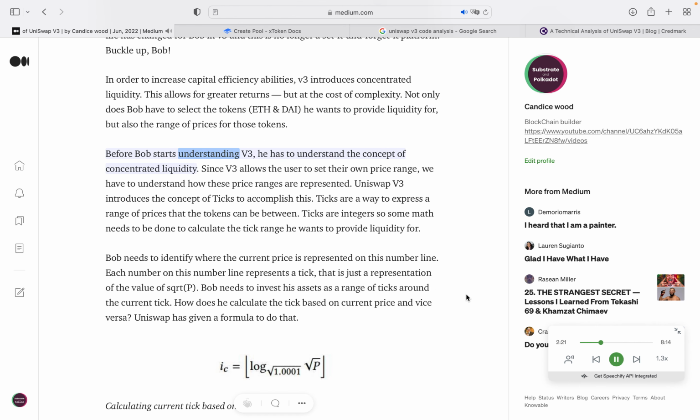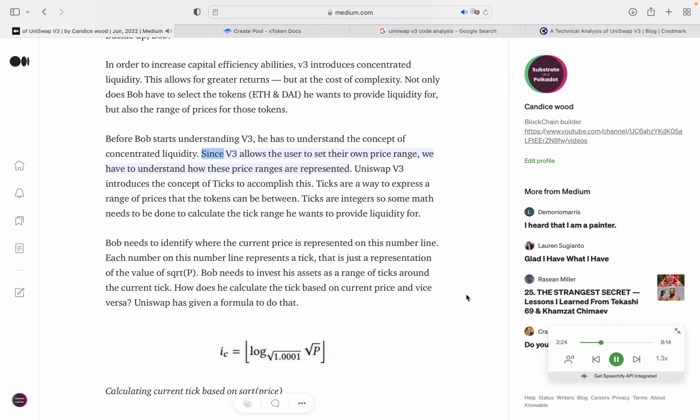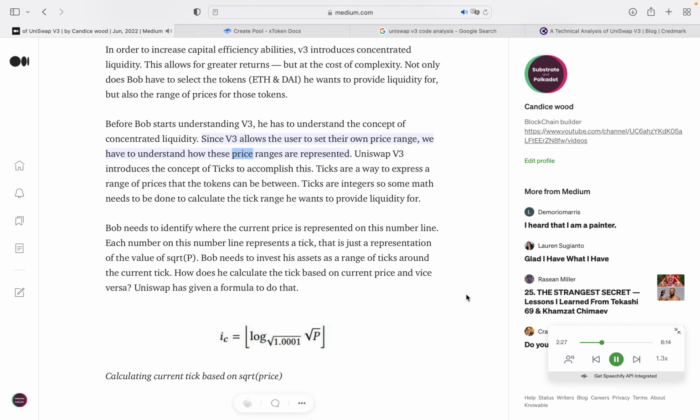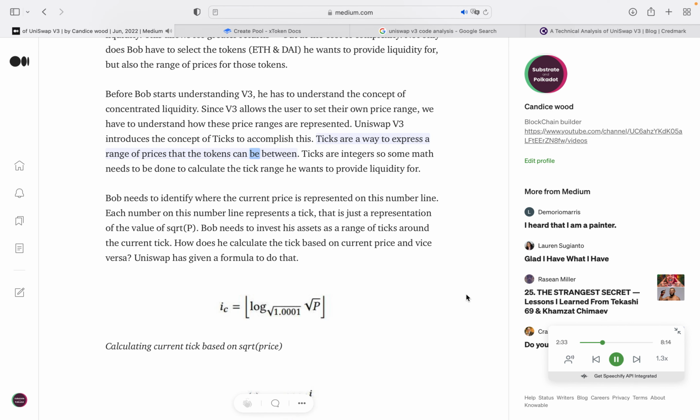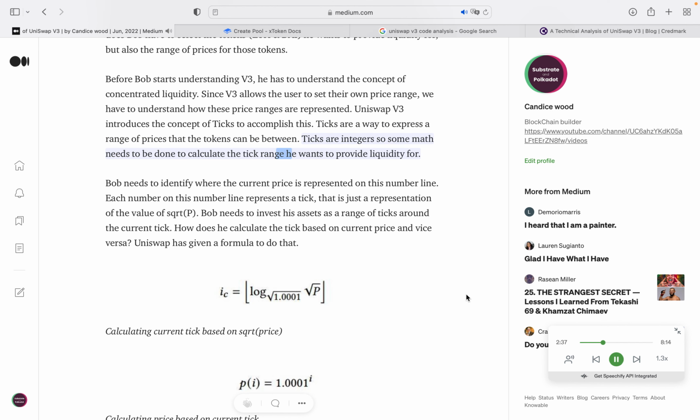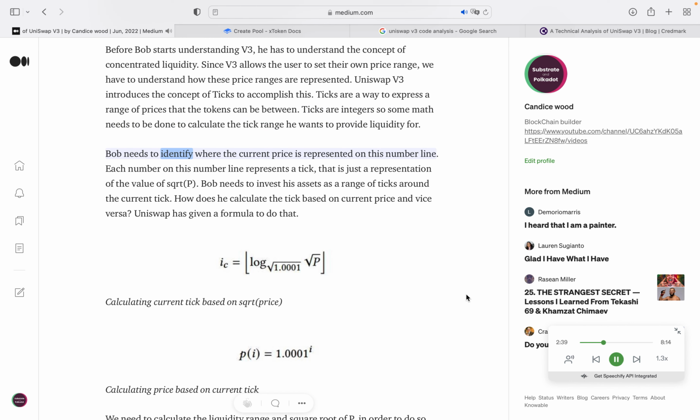Before Bob starts understanding v3, he has to understand the concept of concentrated liquidity. Since v3 allows the user to set their own price range, we have to understand how these price ranges are represented. Uniswap v3 introduces the concept of ticks to accomplish this. Ticks are a way to express a range of prices that the tokens can be between. Ticks are integers, so some math needs to be done to calculate the tick range he wants to provide liquidity for. Bob needs to identify where the current price is represented on this number line.